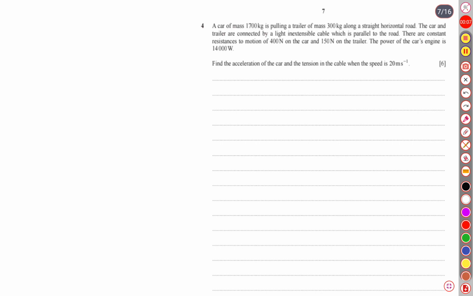Today we are going to solve a question from mechanics, and the question belongs to paper 9709/41 for the session May June 24. And we are solving now question number 4.